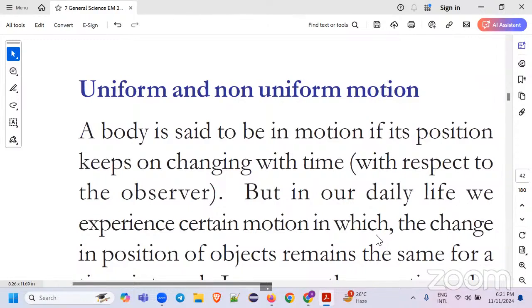If an object moving along a straight line has a constant speed, it is said to be in uniform motion. So how do we understand this? Uniform motion, how to understand?